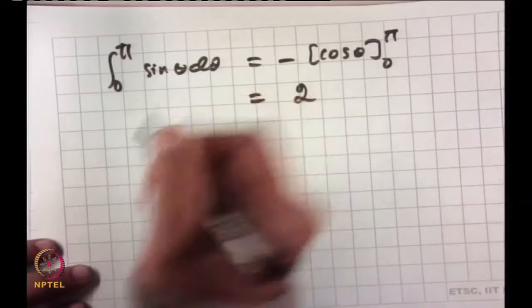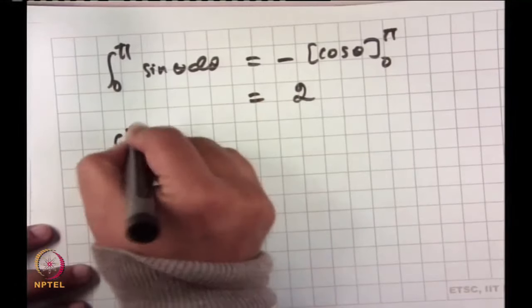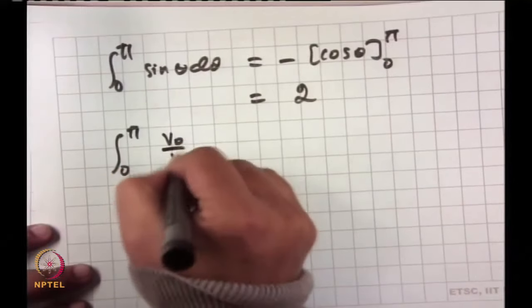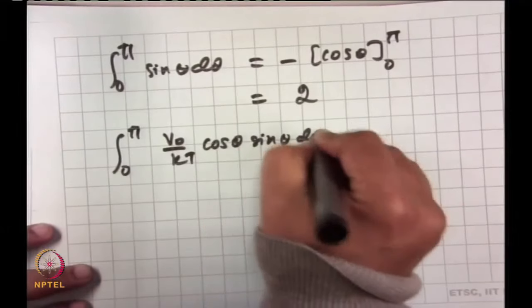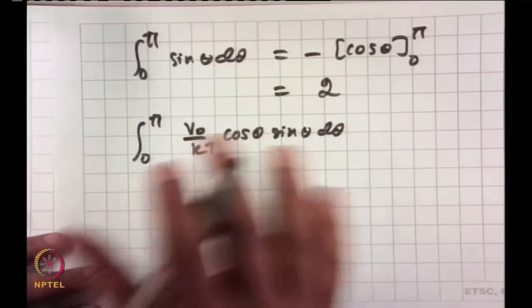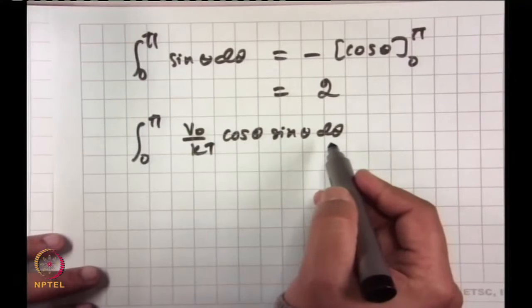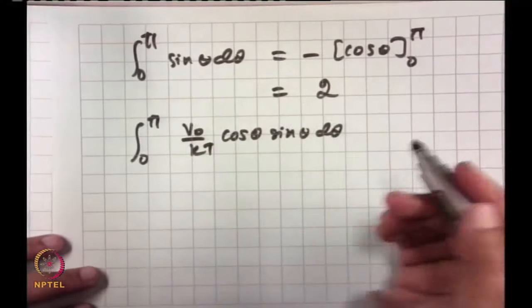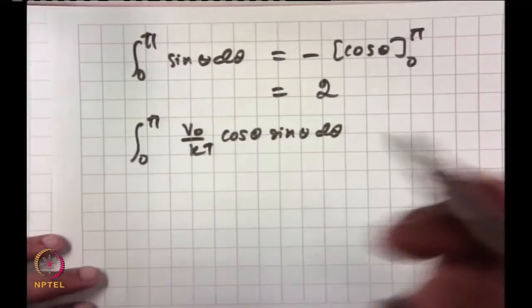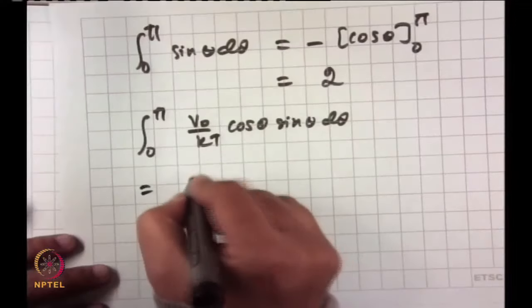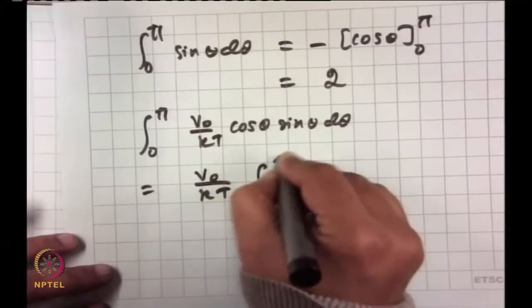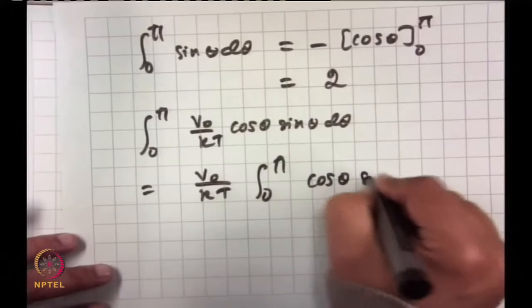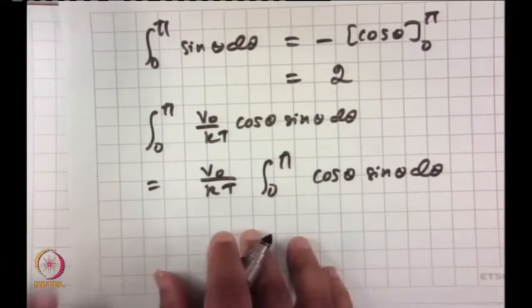Let us look at the other one, which is also very easy. The other one I am looking at is 0 to pi V0 by kT, okay, cosine of theta sin theta d theta. V0 by kT is a constant, right, because we are integrating over theta. So, though V0 has the term r, it does not matter to us because we are not even integrating over dr, we are doing an angular orientation averaging, right. So, r essentially is a constant. So, then I can write it as V0 by kT, obviously kT is also a constant, times 0 to pi cosine of theta sin theta d theta.